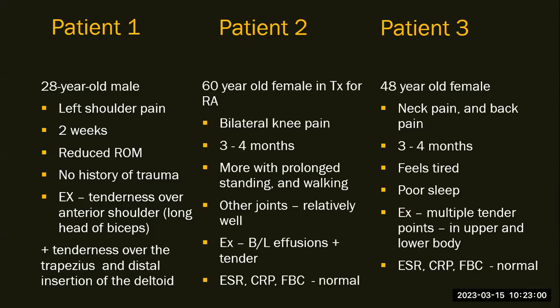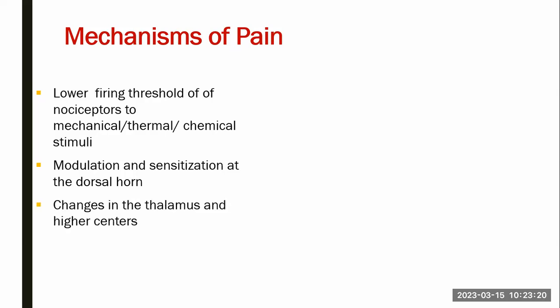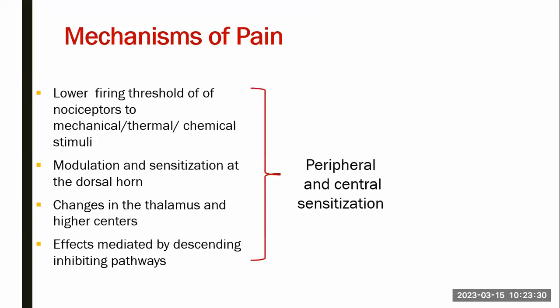And why do I say so? It's because when there is ongoing pain, the chemical mediators do certain things. There is lowering of the threshold of the nociceptors, and there's central modulation and sensitization at the level of the spinal cord. There is modulation that happens in the higher centers, in the thalamus, etc. And there are also changes that happen in the inhibitory pathways that come down. So because of that, there is peripheral as well as central sensitization, so that people will perceive stimuli that are not otherwise painful as being painful. So that's why those who have chronic pain have allodynia.